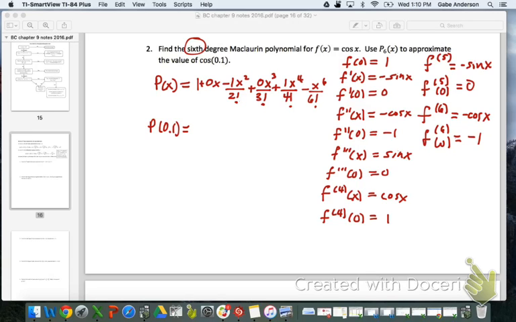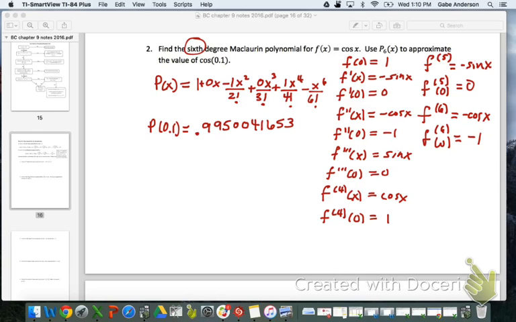Okay, so with my polynomial approximation going out there to the 6th degree, I get 0.995004163. So I would encourage you to then use your calculators to calculate actually cosine of 0.1. And I think you'll find that it's extremely close.